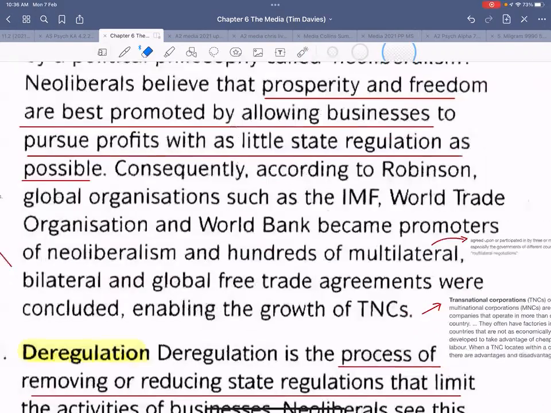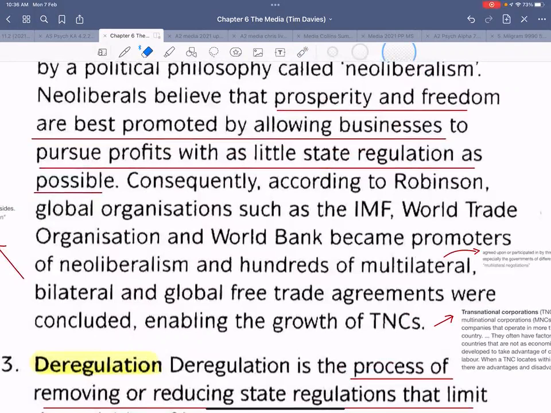So consequently, according to Robinson, we're talking about an intervention by global organizations such as the IMF. We keep on hearing about the IMF. Our country every now and then seeks help from the IMF, World Trade Organization, World Bank. They became promoters of neoliberalism. Now, how could they be promoters of neoliberalism? By coming up with policies that could apparently potentially increase economic growth. Clear to you?